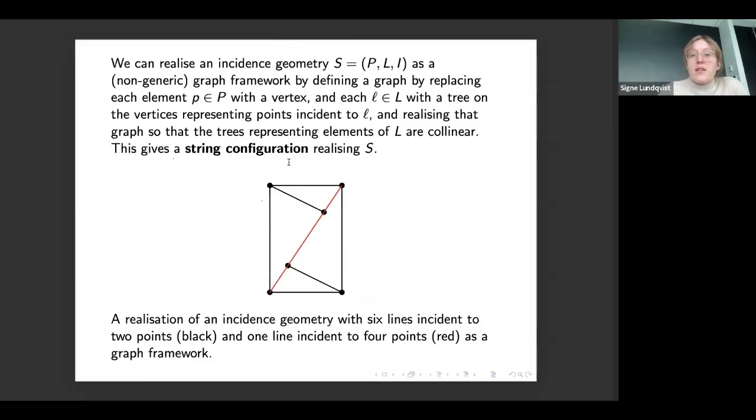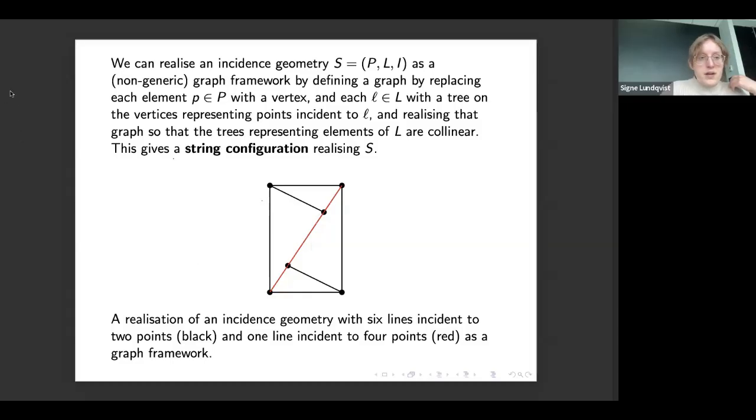All right, and we can also realize an instance geometry as a non-generic graph framework. So by defining a graph, by replacing each element of the point set with a vertex and each element of the line set with a tree on the vertices representing points incident to the line. And then you realize that graph so that the trees representing the elements of L lie on a line. So basically, if you have a line which is incident to the points P1 to PK, then P1 to PK should lie on a line, and there should be a tree on that line. And we call this a string configuration, realizing the instance geometry.